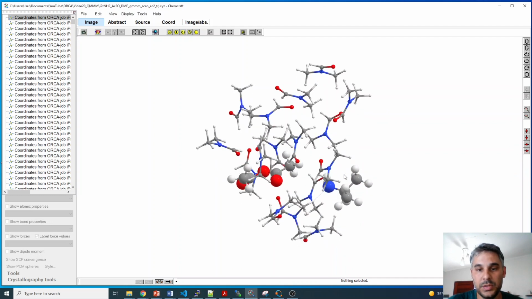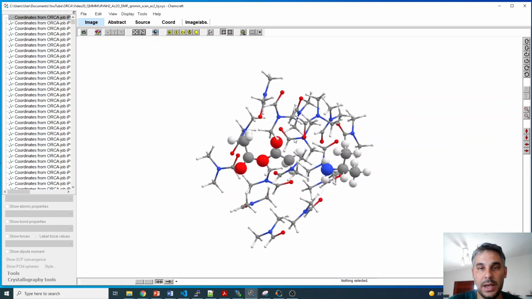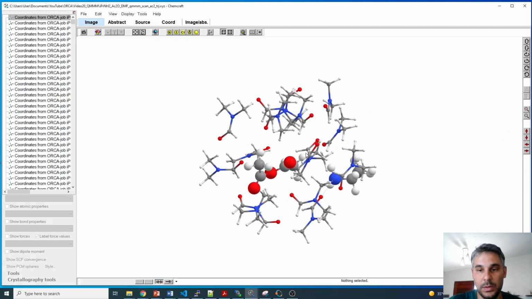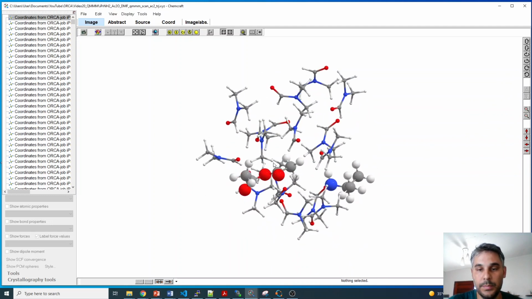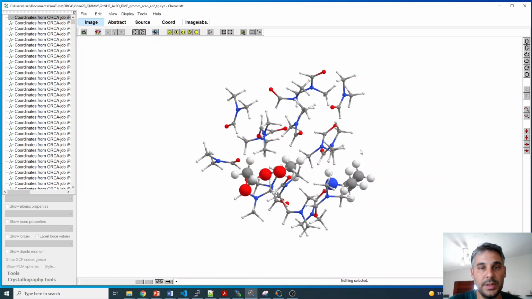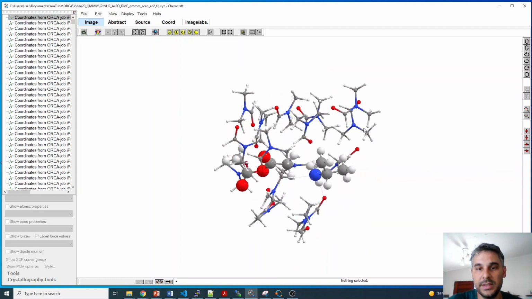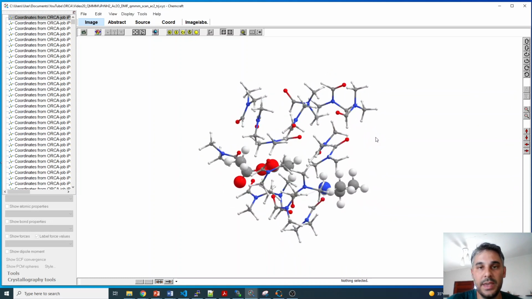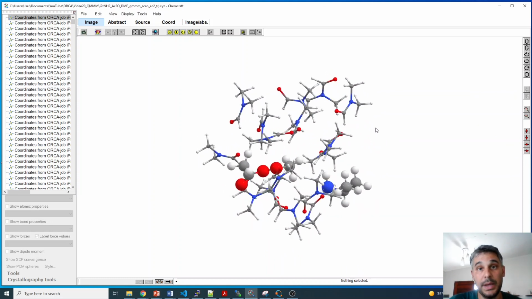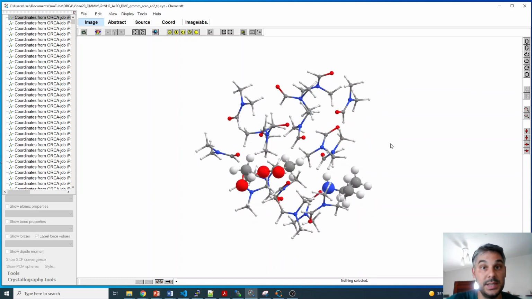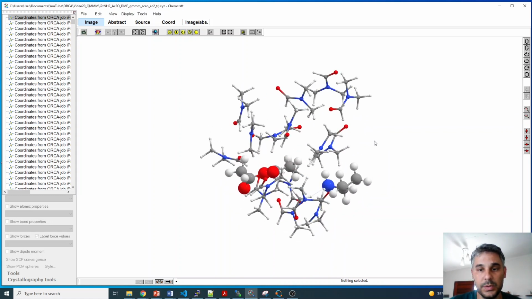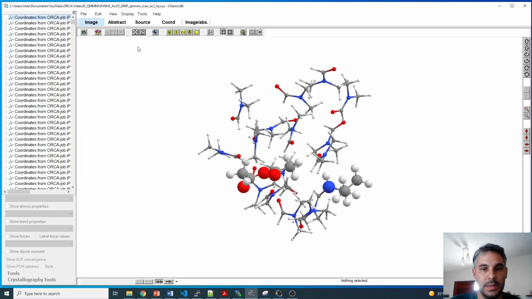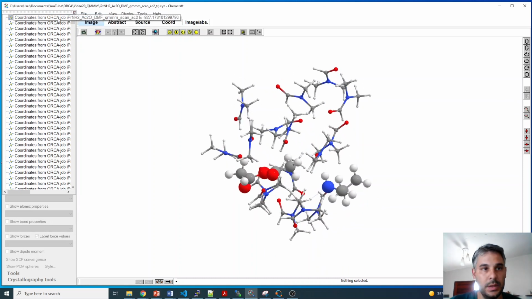isopropylamine to a carbon of an acetic anhydride molecule. So the two molecules with the bigger atoms are treated at the DFT level of theory, and the solvent, which is dimethylformamide, is treated at the XTB, extended tight binding model of theory, which is a semi-empirical method, which is quite fast. So first we're going to see the approach of the amine.